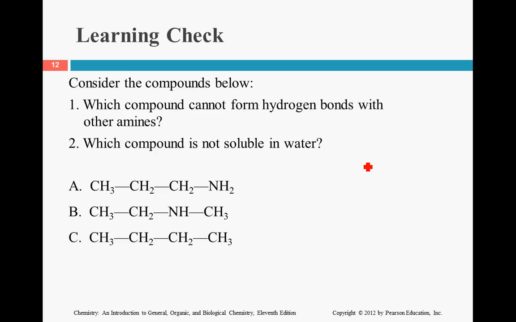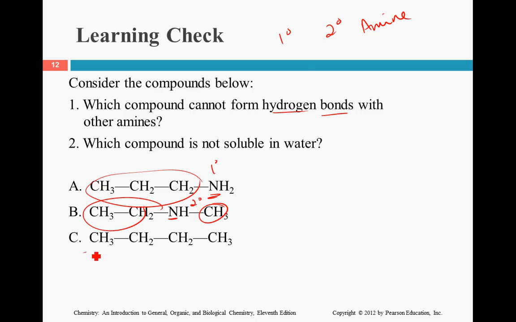So, which compound cannot form hydrogen bonds with other amines? Well, that means it has to be at least a primary or a secondary amine in order to dissolve, in order to have hydrogen bonds. Well, here is a primary, so that one's going to dissolve. This one's a secondary, so that's going to dissolve. This one doesn't have any nitrogens in it at all, so letter C is not going to form hydrogen bonds. So which one is not soluble? Once again, because this is primary and this one's secondary, it's going to dissolve. But the last one won't, because there's no nitrogen. That's not even an amine.